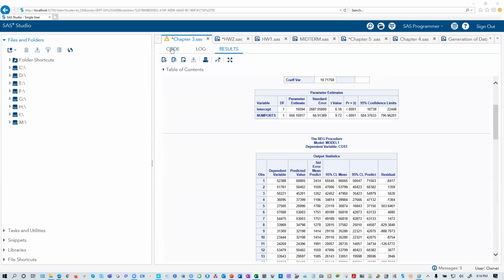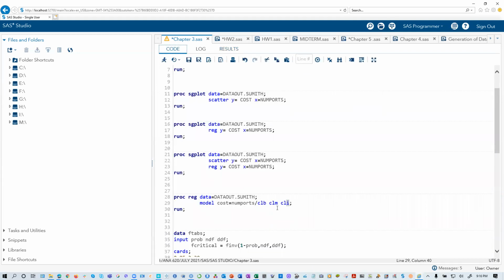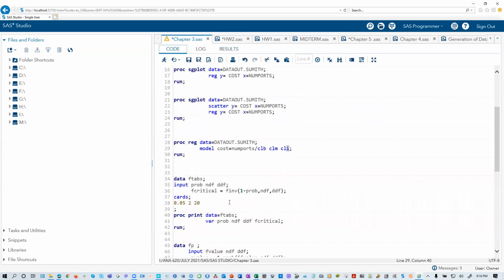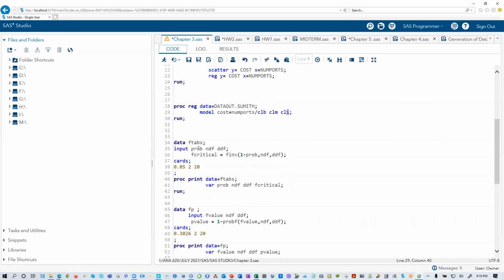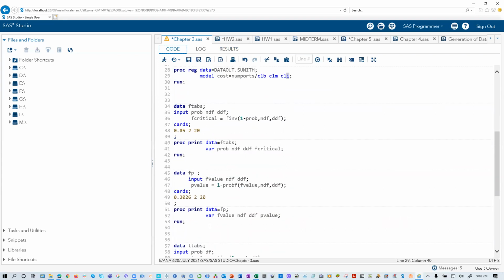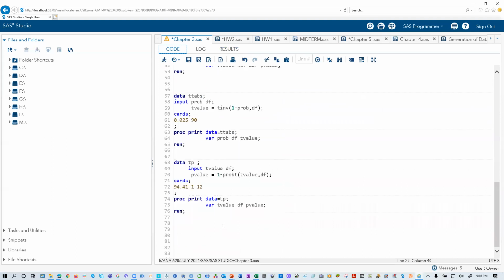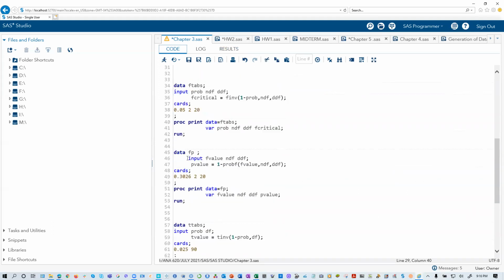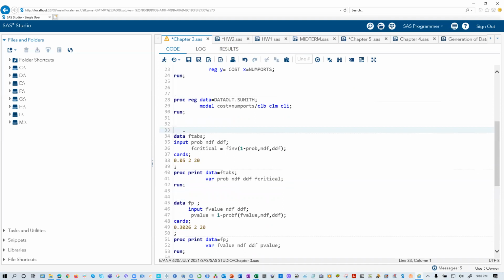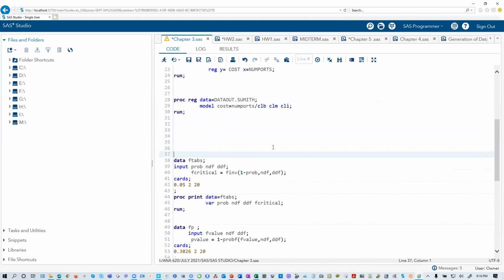Their confidence, how do you get that one? CLV, CLM, CLI. So then what is this one? This one, okay, we can talk about this one when the necessity comes, okay?